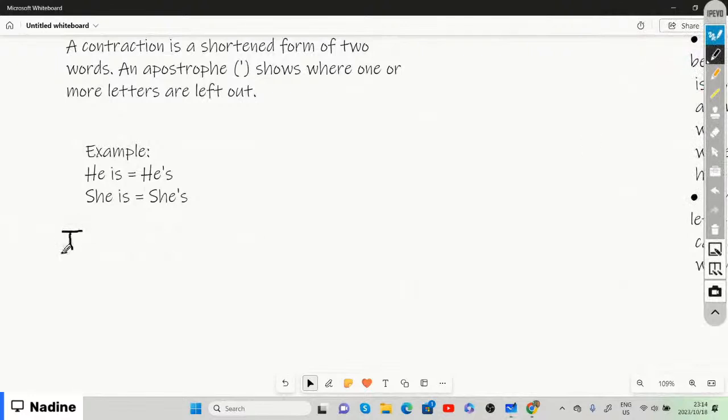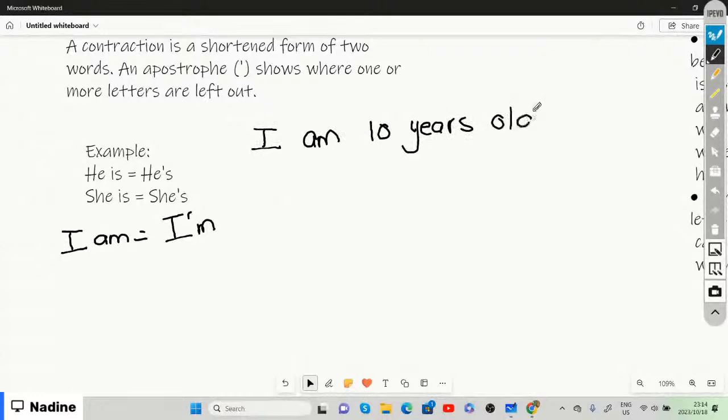Maybe I am, right? So I am, and that is the same as saying I'm, right? So if we make an example of the contraction I am or I'm, for example, I am 10 years old, right? I am 10 years old.